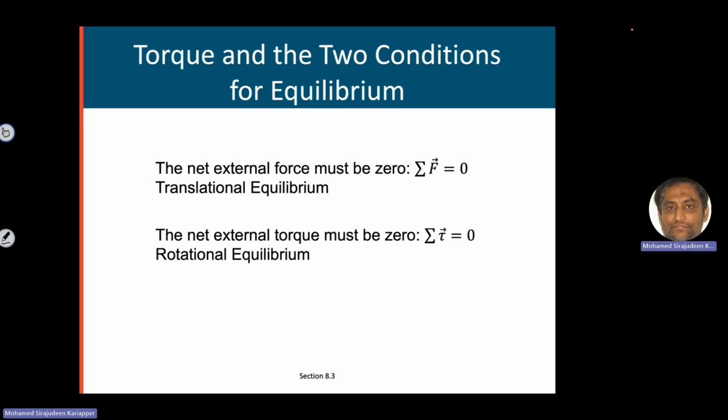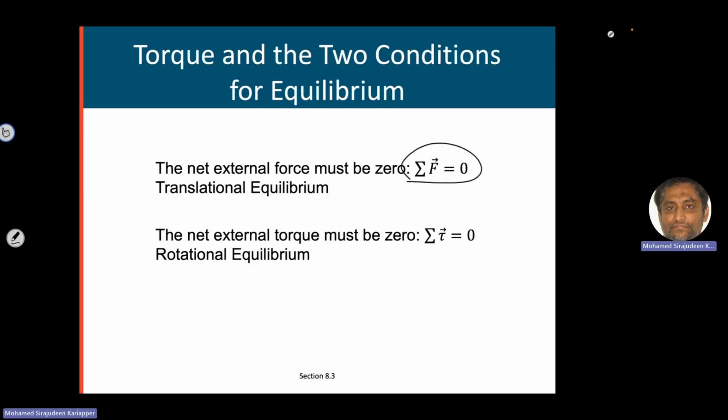Right, now we come to equilibrium again. We know what equilibrium is. If someone asks you what equilibrium is, it doesn't mean velocity is zero, no. Equilibrium means acceleration is zero. That is the condition for equilibrium. Acceleration is zero. In other words, net force has to be zero.